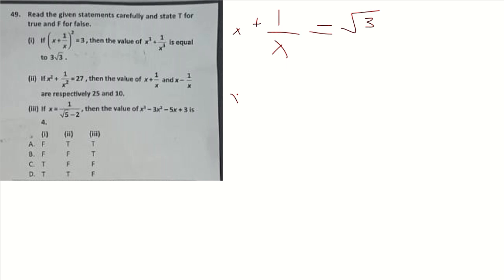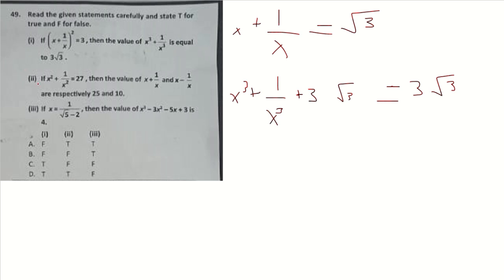And so we'll get x cube plus 1 by x cube plus 3 into x plus 1 by x, which is root 3. So we get 3 root 3. Then x cube plus 1 by x cube plus 3 root 3 is equal to 3 root 3. That means that if x cube plus 1 by x cube plus 3 root 3 is 3 root 3, then x cube plus 1 by x cube must be 0.